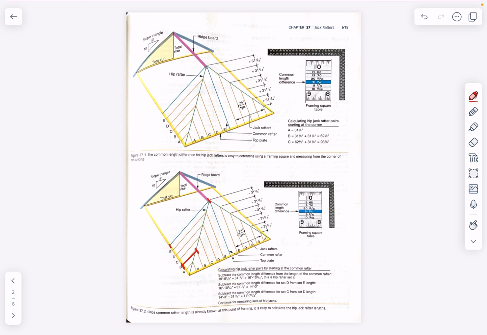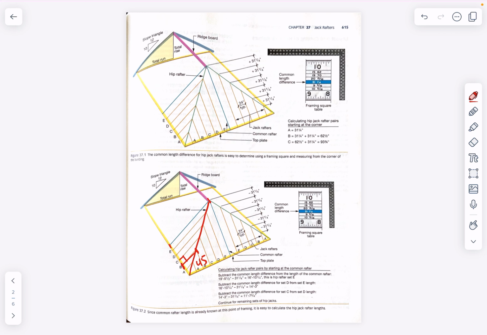So it is at 90 degrees to the double top plate, whereas you learned previously the hip goes at 45 degrees to your double top plate, up to the ridge. So that is what the jack rafter is. I know we've learned that earlier, but just a reminder and refresher.